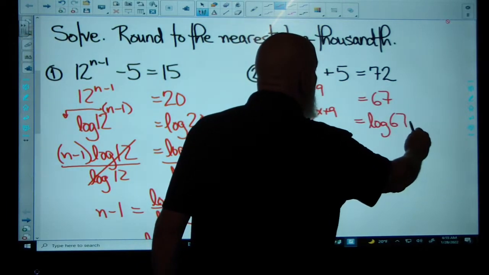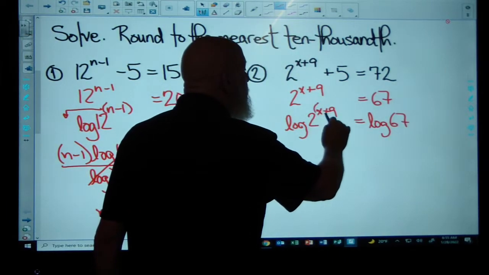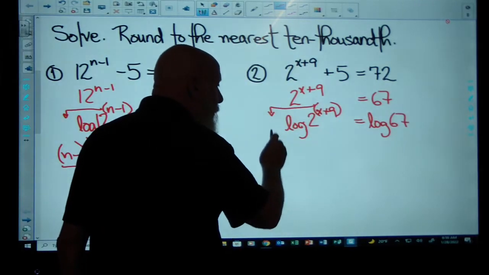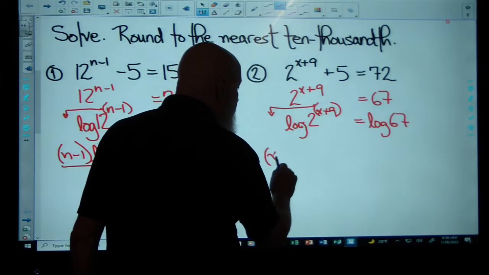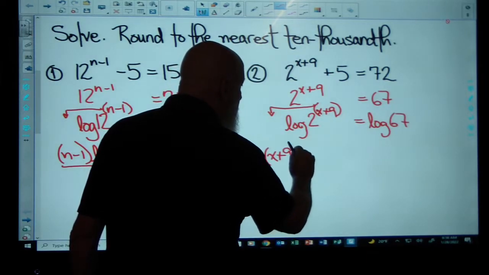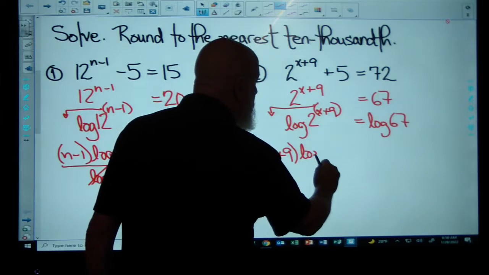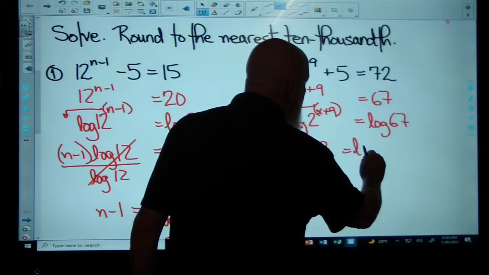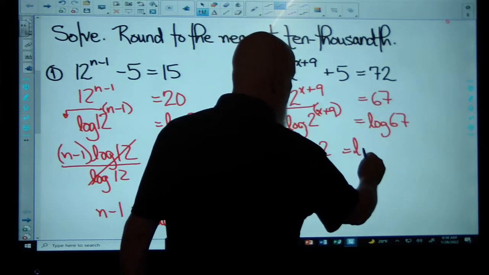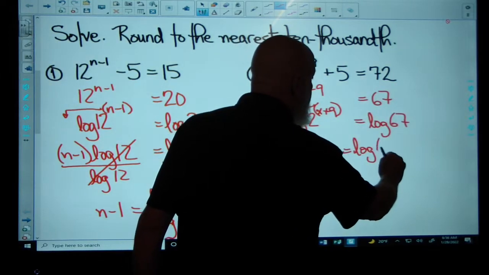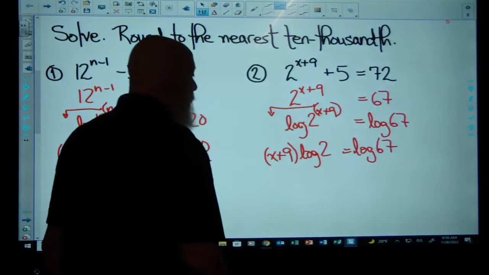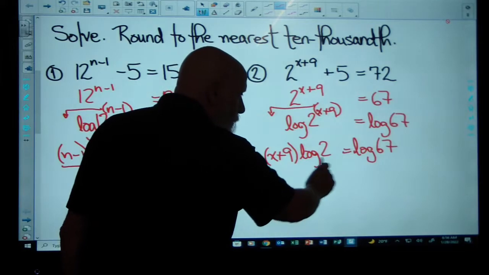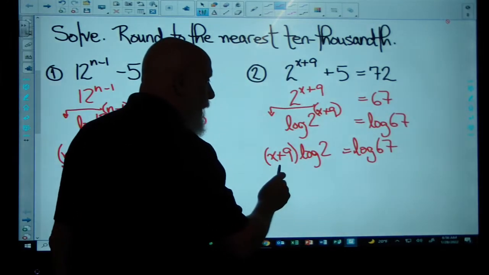There we go. Now we're going to take this and use the power property of logarithms and move it to right here. X plus 9 times the log of 2. We employed the power property is equal to the log of 67. Or, no, I'm sorry. Yes, that's right. Log of 67. Now, I want to get x by itself, so I'm going to divide both sides by log 2 and then subtract 9. That's the plan.